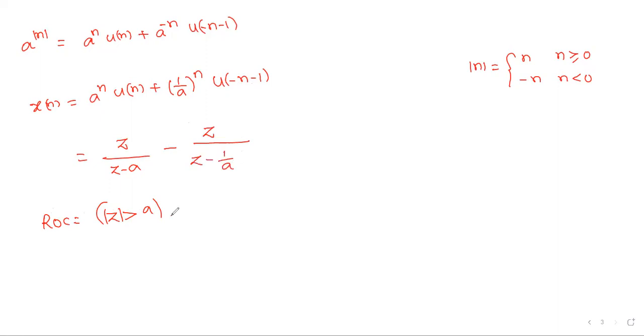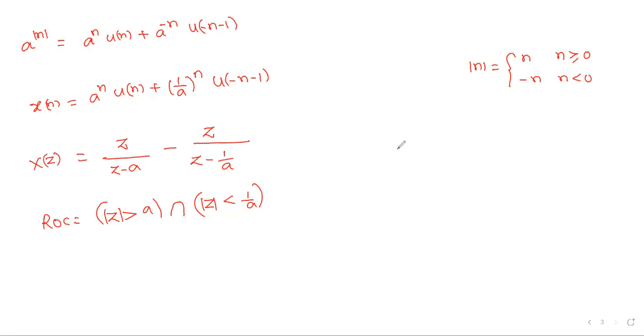So what is the resultant ROC? The intersection: mod z is less than 1 by a, because it is a left sided signal. So this is the corresponding ROC, and this is the corresponding z transform x of z by using the linearity property.